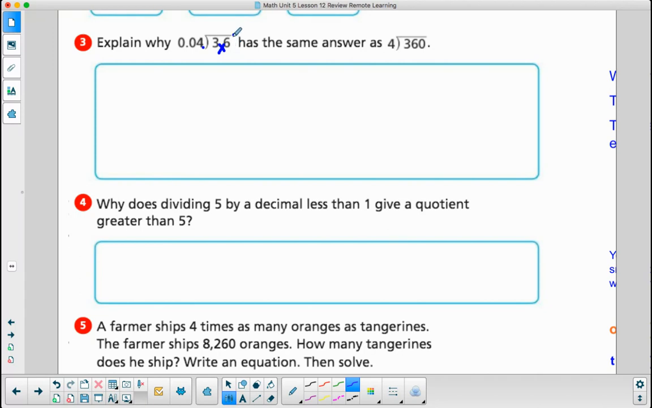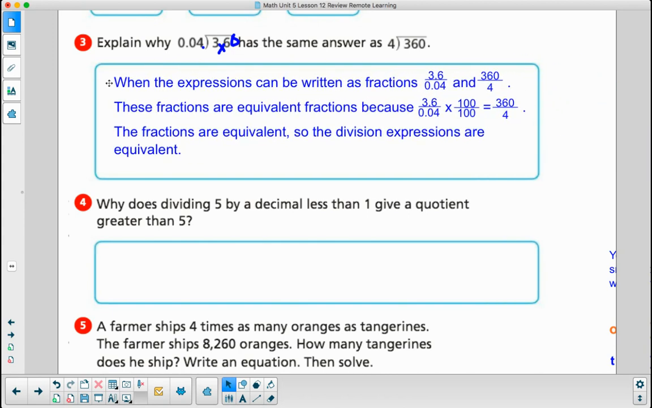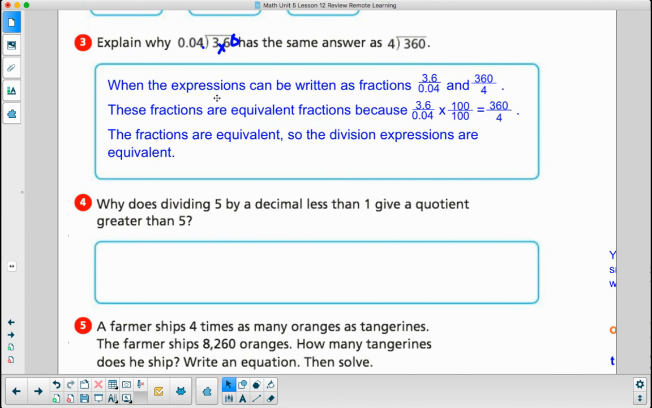Multiply by 10, 100. Makes it there. So in words, I put it this way. When the expressions are written as fractions, 3 6/10 over 400 and 364ths, these fractions are equivalent fractions because 3 6/10 over 400, when I multiply it by 1 in the form of the fraction 100 over 100, 3 6/10 multiplied by 100 is 360.